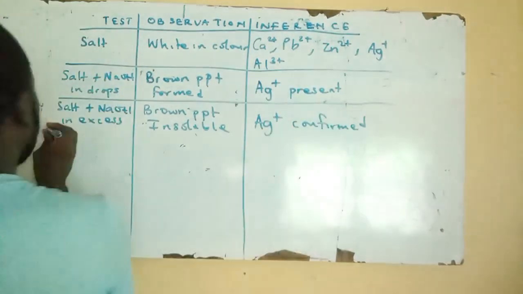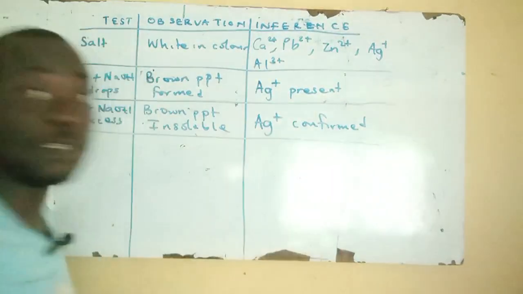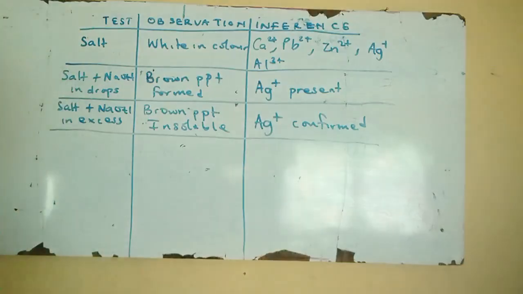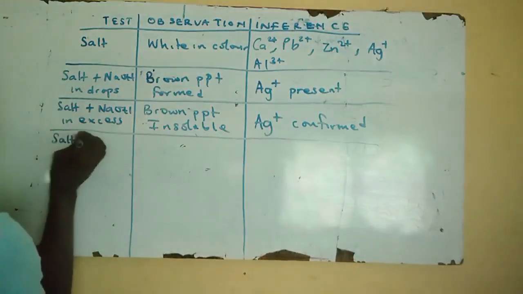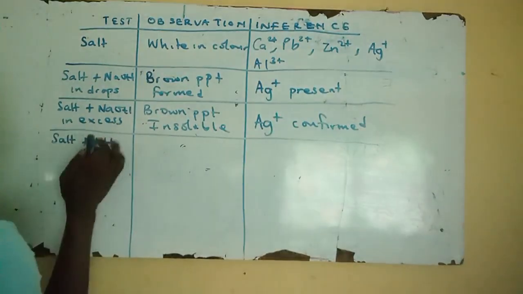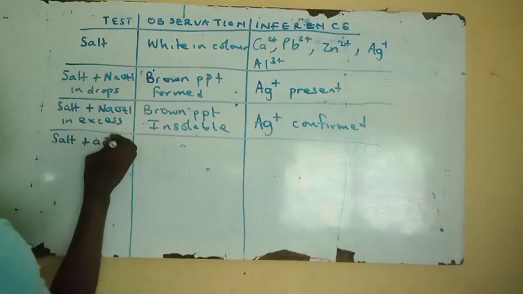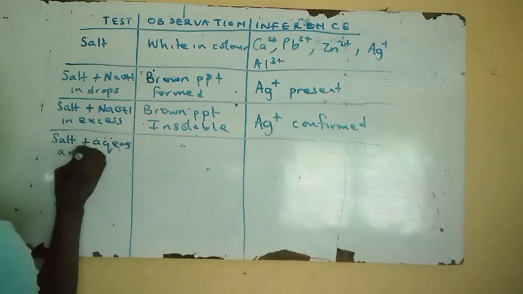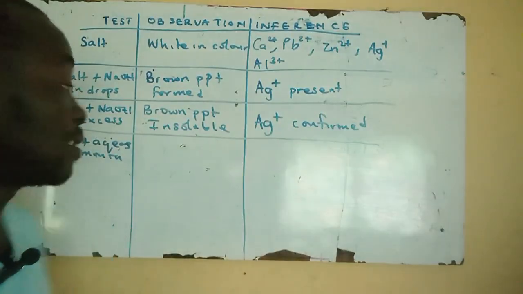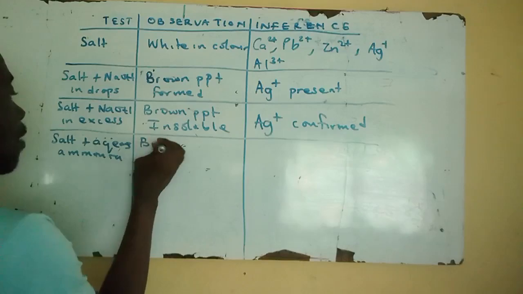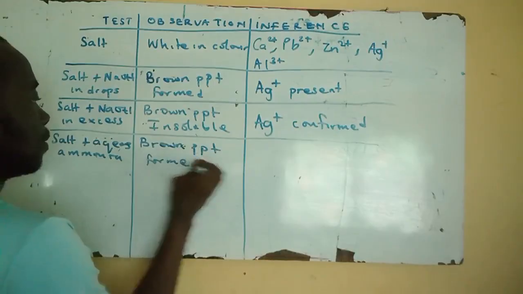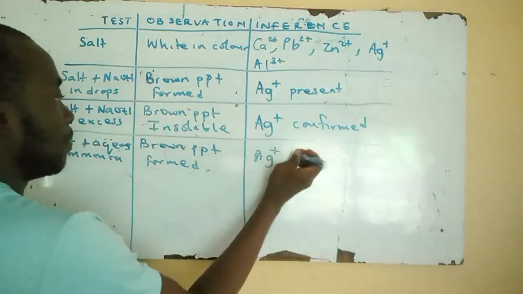The second reagent that we are going to use is the aqueous ammonia solution. So we say salt plus NH3 aqueous ammonia. Now, what are we going to get as our precipitate? Our precipitate is going to be what? Brown PPT formed. That means Ag+ present.